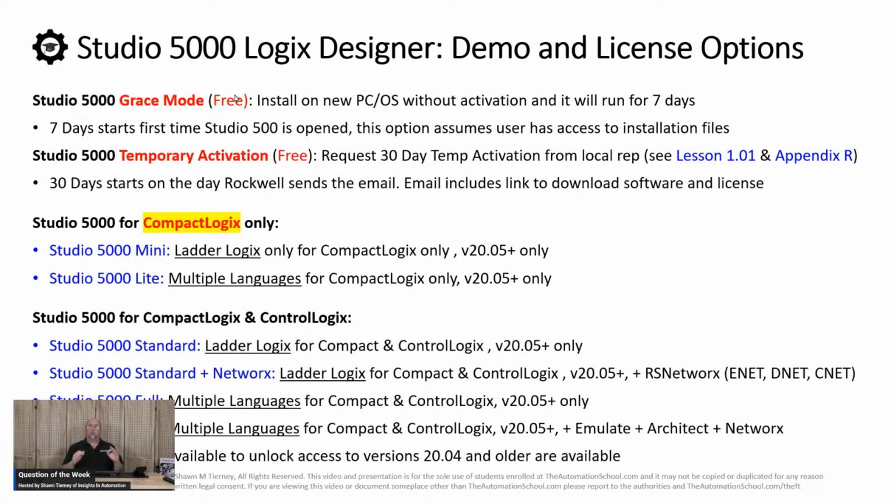Now, for grace mode to work, you have to have access to the installation files. There's no way to download them for free, so you would already have to own the software or have a copy of it. In grace mode, after those 7 calendar days expire, it's done forever. You can't do it again. So in any case, that's number 1. Number 2 is temporary activations.